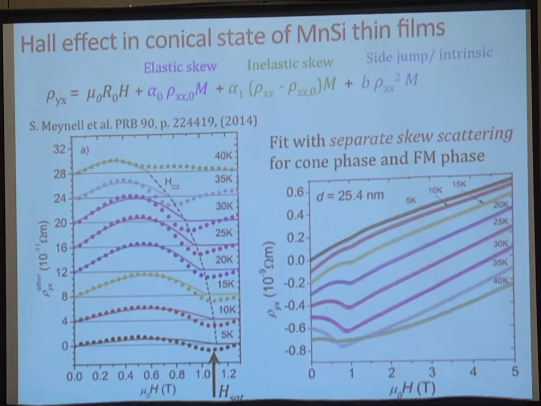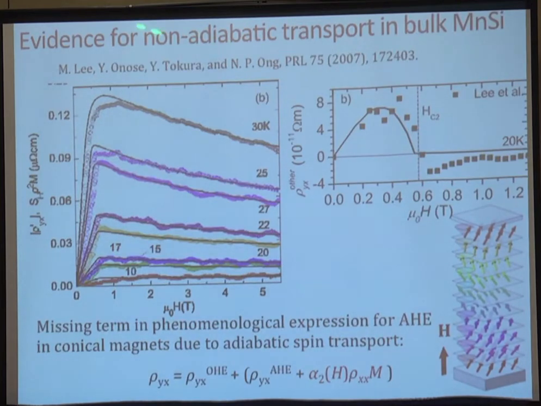The reason why it was missed in bulk is because the crystals were very pure, and so the scattering was almost entirely due to the intrinsic scattering. Now, if you have defects, it turns out the defects have an opposite sign. And so they reduce the size of this anomalous Hall effect to the point where you can begin to see large deviations between the cone phase and the ferromagnetic phase. And so here is the work of Lee from Long's group at Princeton. And if you look very carefully at her fit, there is a deviation in the cone phase. If you take the difference between the model and the data, you get this hump that has the exact same amplitude as what we found in ours. So I'd argue, yes, this also exists in bulk.